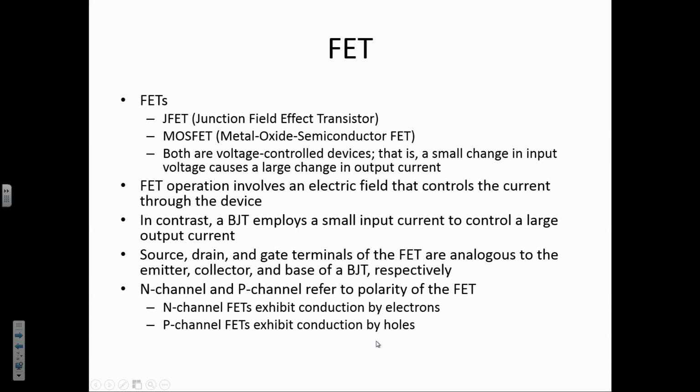The FET operation involves an electric field that controls the current through the device. In contrast, a BJT employs a small input current to control a large output current. This is an important point here. Okay, a BJT has a small input current that goes from the base to the emitter, right? The FET does not. It uses an electric field, so you're actually not using current to regulate the current through the device. The source, drain, and gate terminals of the FET are analogous to the emitter, collector, and base of the BJT, respectively. So the emitter is like the source, the collector is like the drain, and the base is like the gate. N-channel and P-channel refer to the polarity of the FET. N-channel FETs exhibit conduction by electrons, whereas P-channel FETs exhibit conduction by holes.